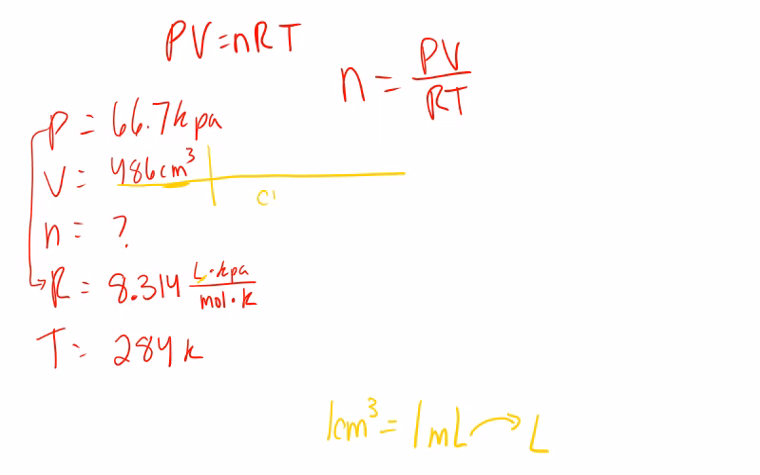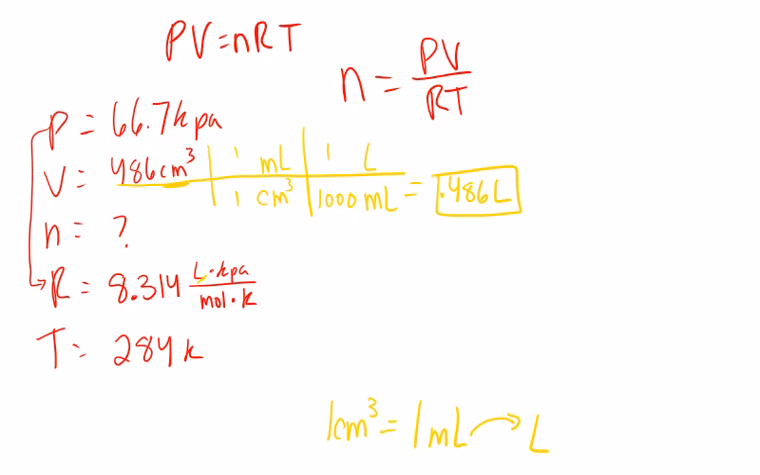So we want to get rid of centimeters cubed. We're going to milliliters. Then we want to get rid of milliliters and go to liters. 1 liter is 1,000 milliliters. And once you type this in, you're going to get 0.486 liters. So the first thing you always want to do is make sure your numbers are going to have the same units so that they will be able to cancel out. Remember, volume is going to be in liters every time.